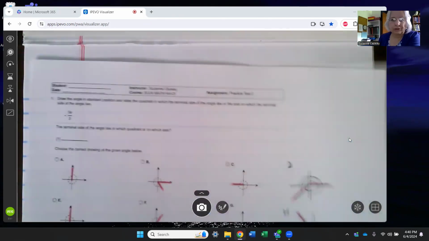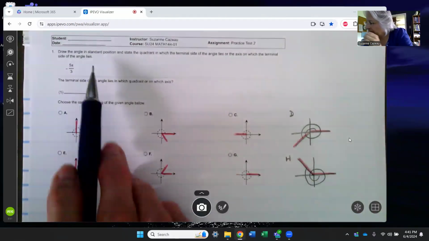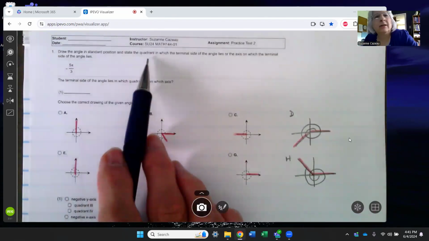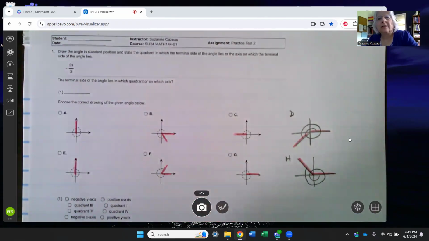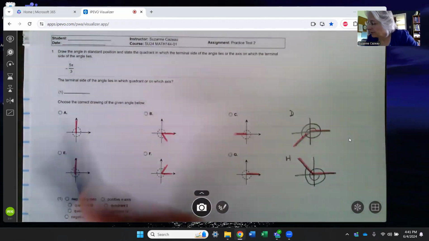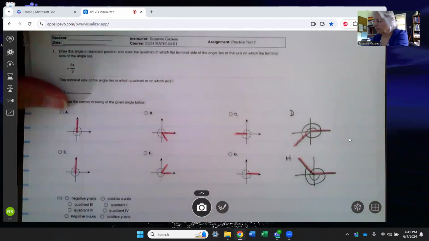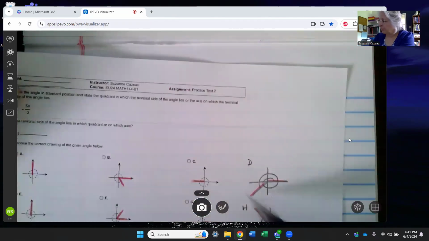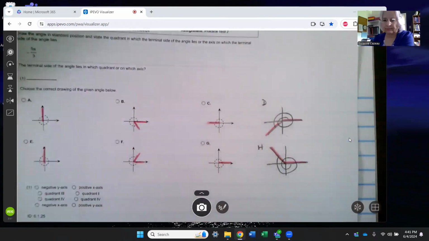This first question here, it says, draw the angle in standard position. State the quadrant in which terminal side lies, or on the axis in which terminal side of the angle lies. So here it is. These are the choices. And so I just kind of drew the choices in there. All right.